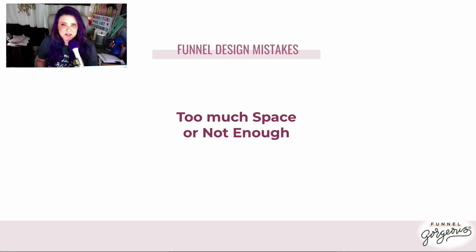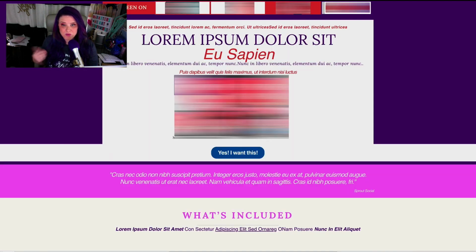Funnel design mistake number one is too much space or not enough. This is one of the big things that I go over pretty extensively in FG Society in phase 3. I talk about space meaning air, giving your eyes a break, and it's kind of like just taking a breath. But there can be too much break, too much space between items, and so there's this relationship between items. I want to show you an example of not enough space or too much space.